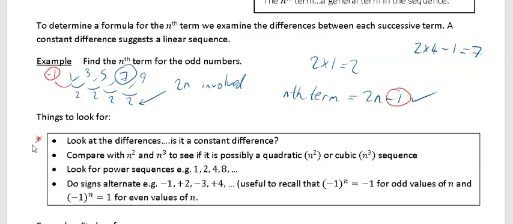So this one, for example, is 1, 2, 4, 8. To get from the first term to the second, I multiply by 2. To get from my second to the third, I multiply by 2. So this sequence is going to be 2 to the power of something. And the last thing is, do the signs alternate? If it goes minus, positive, then there will be a minus 1 to the power of n involved. It may not be minus 1 to the power of n, it may also be minus 1 to the power of n plus 1 or n minus 1, and we'll see in the examples you may have to just play around with that a little bit.